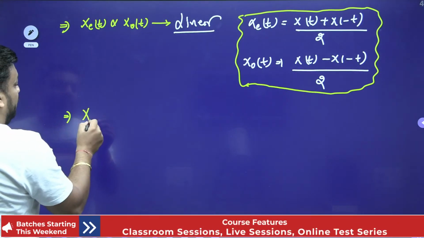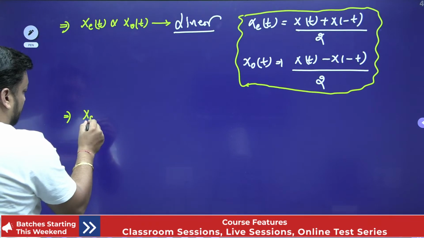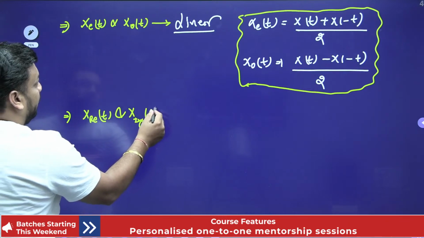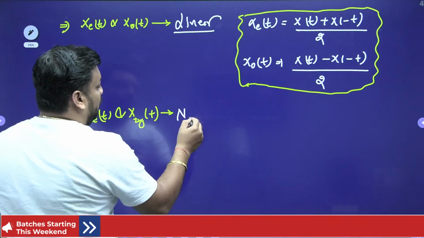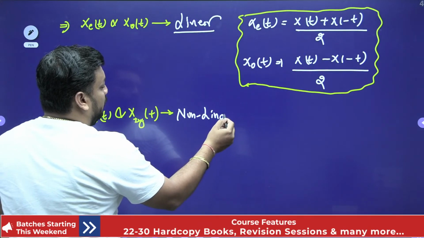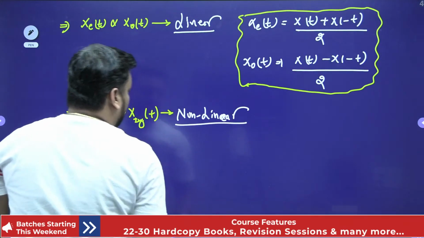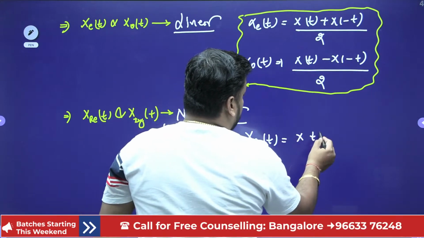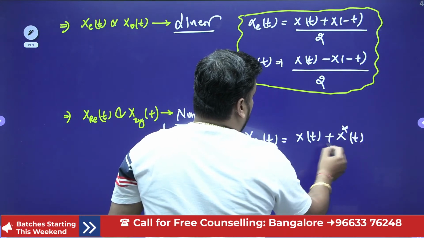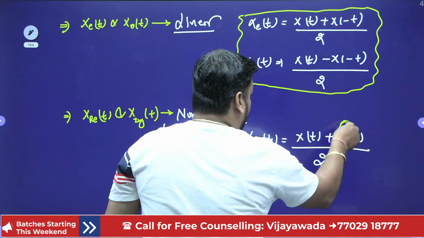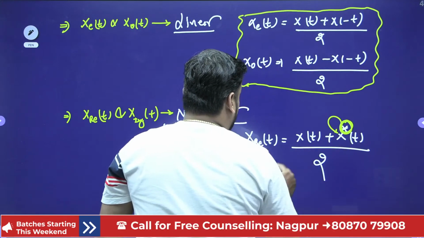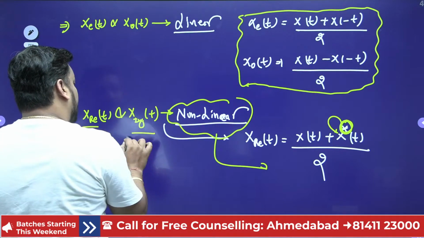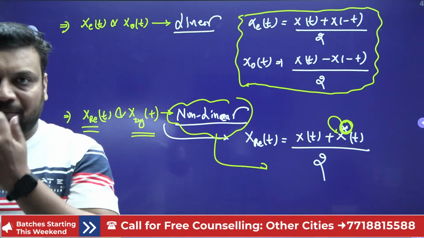Similarly, if anybody talks about the x real part of t and x imaginary part of t, they will become non-linear actually. Why non-linear? Because if I write the formula of x real part of t, we have x(t) plus x conjugate of t upon 2. Because of this conjugate operation, the star operation applied on x(t) will make the system non-linear. Similarly for the imaginary part also. So x real part or imaginary part will always be non-linear.